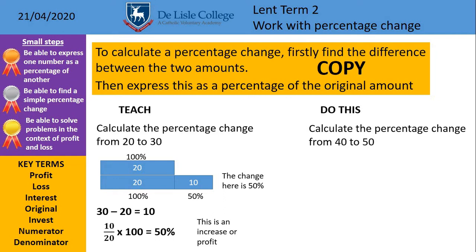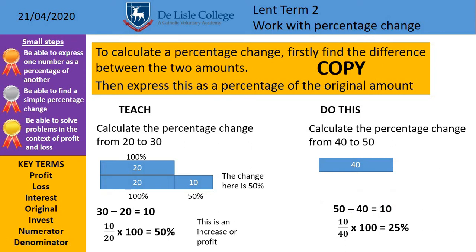So to calculate the percentage change from 40 to 50, again, we work out the difference between the 2 amounts. So 50 subtract 40 gives us 10. We then work out this 10 as a fraction and a percentage of the original 40. So to do this, this is 10 out of 40, which is a quarter, times it by 100, so we know this is a 25% increase, or a 25% profit.